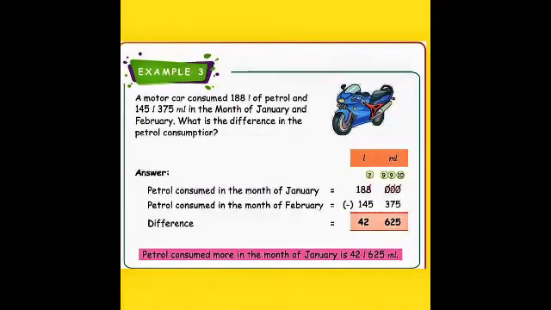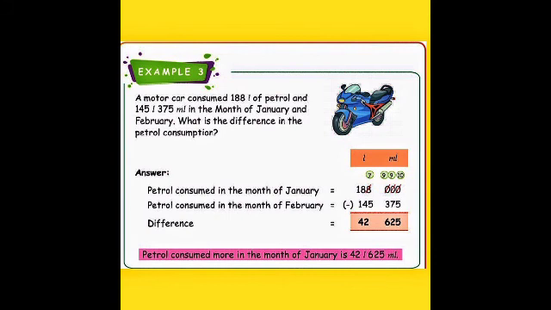Example 3. A motor car consumed 188 liter of petrol and 145 liter 375 milliliter in the months of January and February. What is the difference in the petrol consumption? They are giving the total petrol consumption of the motor car in the months of January and February. We want to find the difference between the two months. Okay ma'am, let's see now the solution.